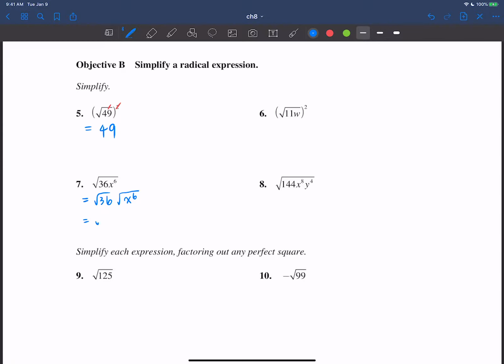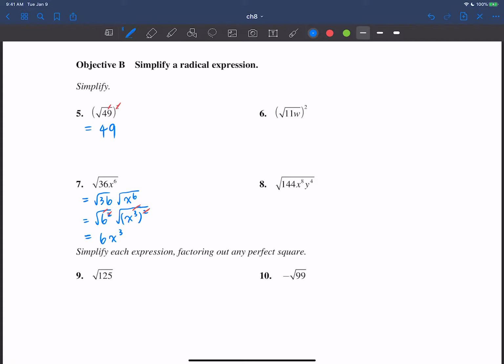For 36, I could rewrite that as 6 squared. For x to the 6, since it's an even exponent, I could rewrite that as x cubed and then squared. The whole purpose of doing this is to show you that you could cross out the inverse operations and get your answer rather quickly. So we got 6x to the third. You write that as a product because the original radicand is a product. As a beginner, it's always recommended to show all these steps, but as you become more proficient in simplifying radical expressions, you could skip step number 1, step number 2, and then go straight to the last step.